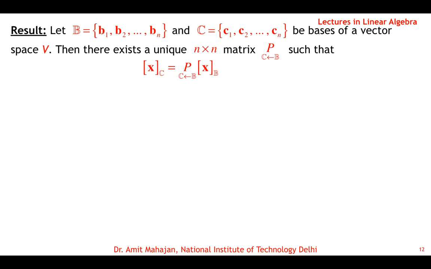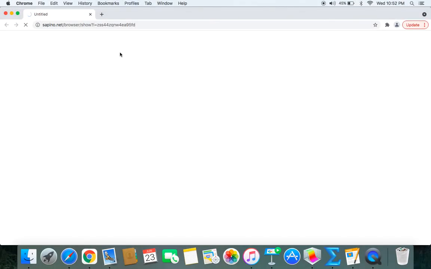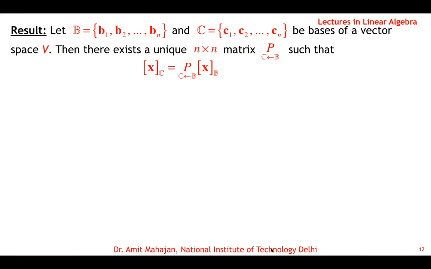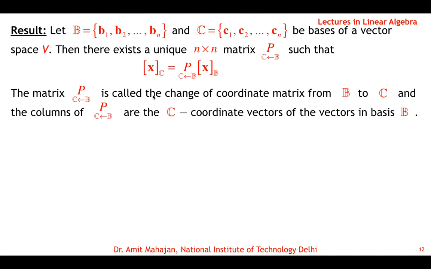This result is true and we can utilize it: if B is a basis for the vector space V, and C is another basis for V, then there exists a unique n by n matrix P from B to C such that the C-coordinate of x equals P from B to C times the B-coordinate of x, where P from B to C is called the change of coordinate matrix from B to C. The columns of P from B to C are the C-coordinate vectors of the basis B.